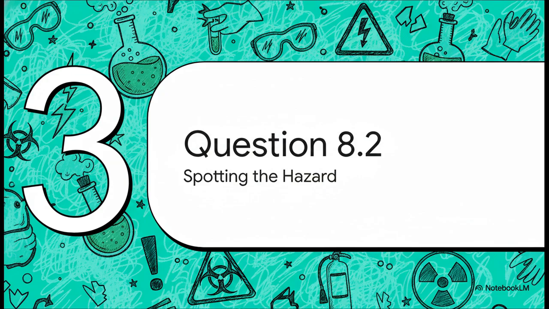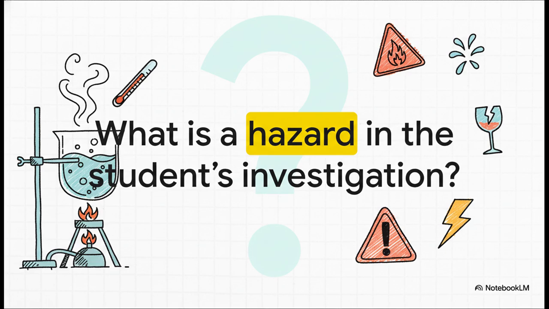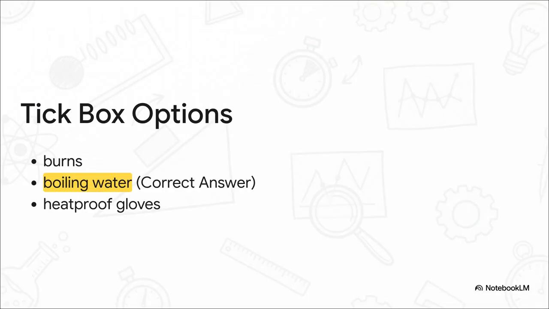Let's move on to question 8.2, which is all about spotting the danger in the room. So you're asked to identify a hazard in this experiment. Just think back to the method. We're boiling water. What's the actual source of potential harm here? You've got 3 options to tick: burns, boiling water, or heat-proof gloves. The correct answer, the one you need to tick, is boiling water.